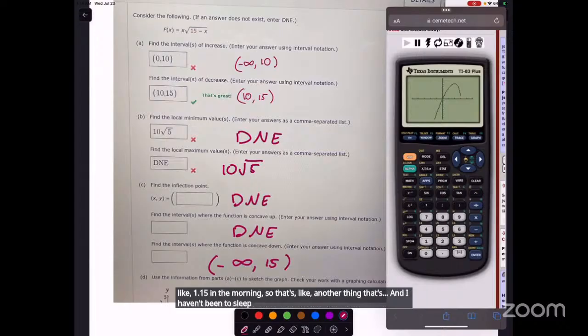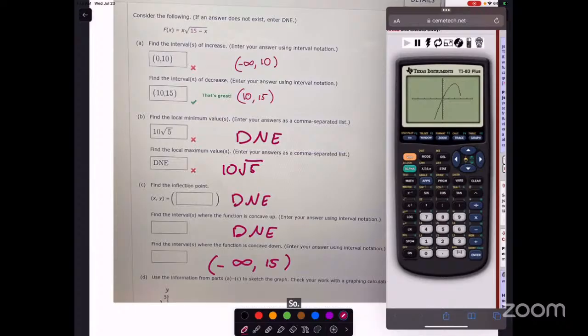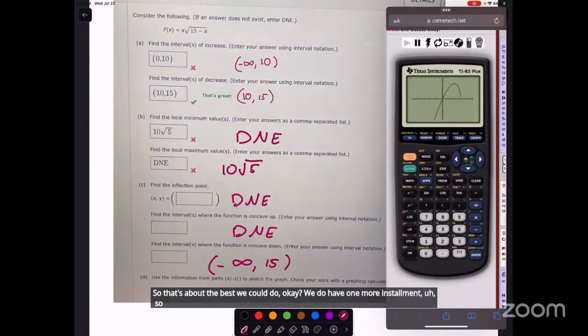Plus it's like 1:15 in the morning, and I haven't been to sleep yet. So that's making it a little bit more challenging, so you have to forgive me. But we have an image that confirms the data that we got, right? So that's about the best we could do. We do have one more installment, so we'll be back in just a moment for that final part. Okay. Take care.